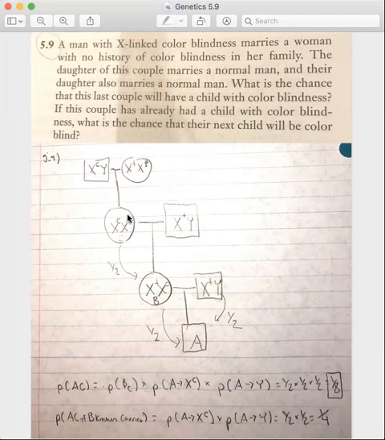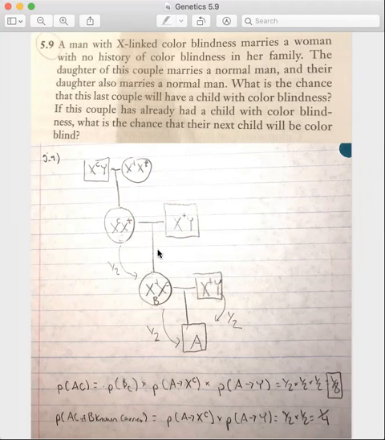The daughter of this couple, so here's the daughter of this couple, marries a normal man. So we know that the normal man here, XY, has a wild type allele, right? Because he has normal vision. And their daughter also marries a normal man. And so here we have the daughter also marrying a normal man. Here's the X chromosome with the wild type allele.